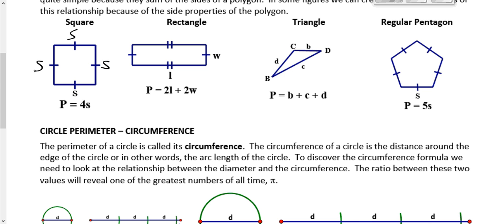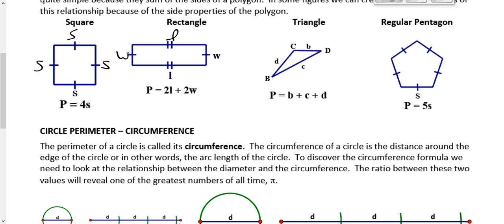A rectangle, it's got a length and a width. Usually the width is the narrower measurement, but it really doesn't make any difference, right? So that's length, that's width. This would also be length and width, right? So L plus L plus W plus W is 2L plus 2W if you want to simplify it.